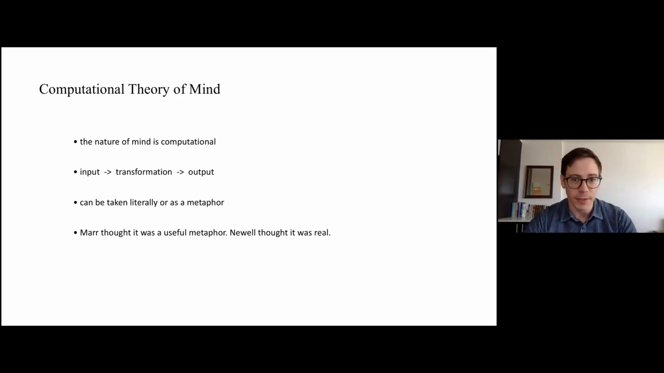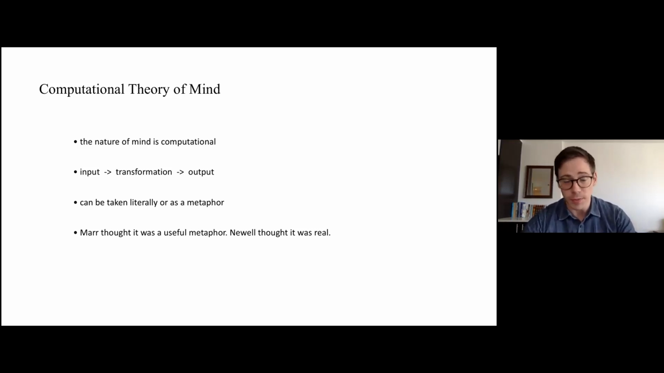Let's say you're driving your car, visual information is coming in, the information is being transformed to direct your behavior as an output. So you can drive straight down the street, go to the store, do anything that you normally do in your normal life. So again, you can take it literally or as a metaphor. Now, David Marr, who thought of the levels, thought of it as a useful metaphor. He didn't think they were real, but he thought it was a useful way of thinking about it.